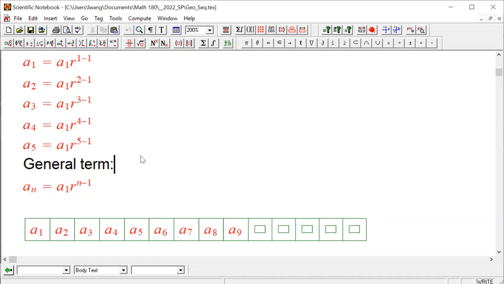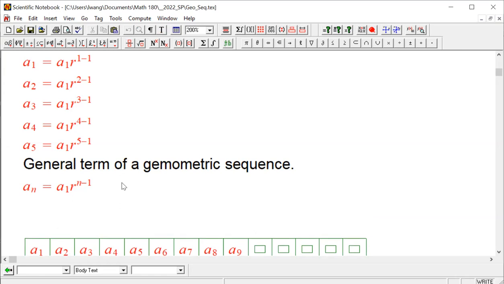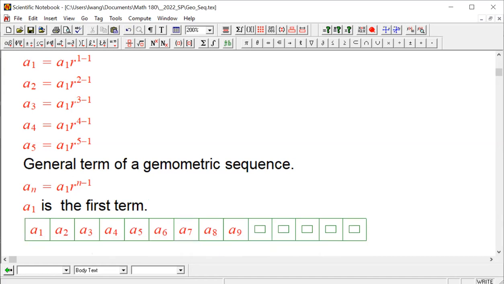Okay, so this is the general term of a geometric sequence. And of course here we need to understand the meaning. A sub 1 is the first term. Okay, so let's look at some examples of geometric sequence. Now, the first one.